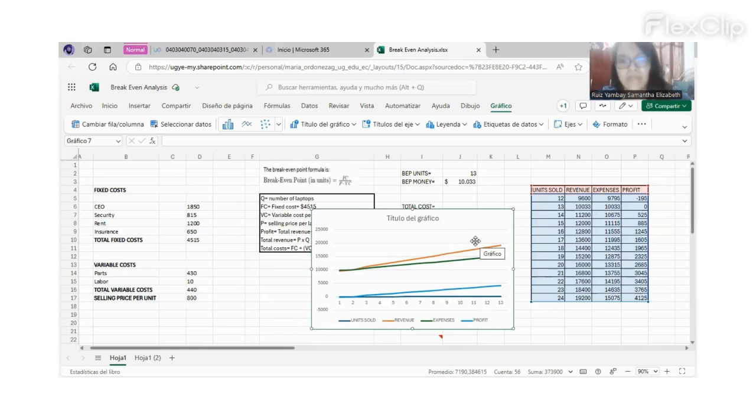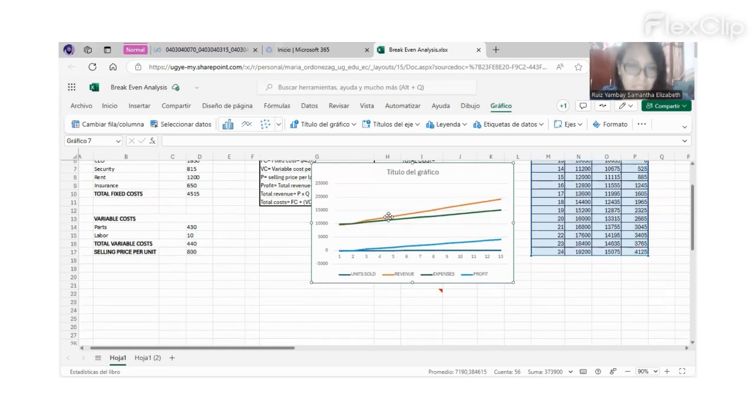Now, I'll explain the graph. The blue line represents the units sold, and as it goes to the right, we see that the light blue line, the profit line, also shows an increase. So it represents that 13 is the number of units sold we need to surpass to perceive a profit. And the orange line represents the revenue, and the green one, the expenses. We see that they reach the necessary balance for the business to be sustainable and profitable.